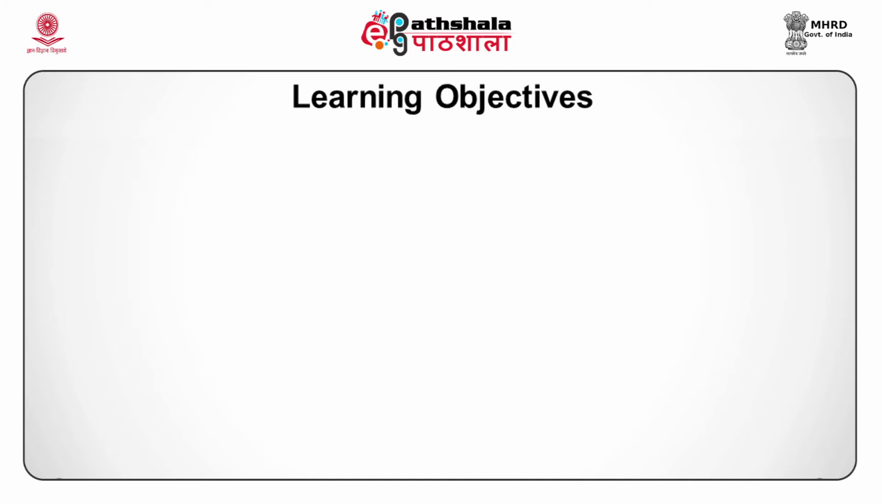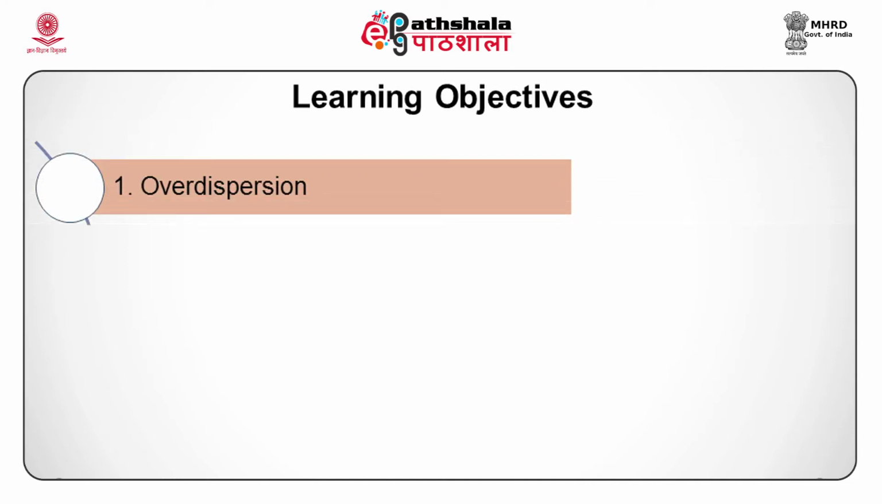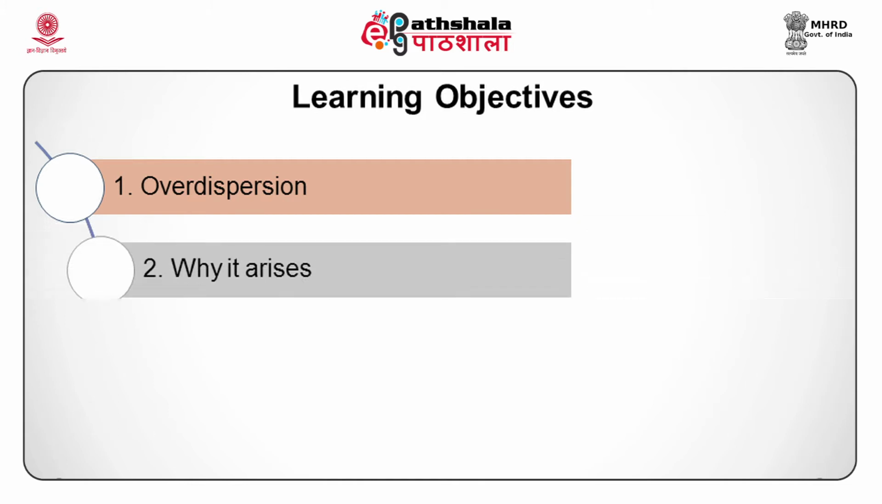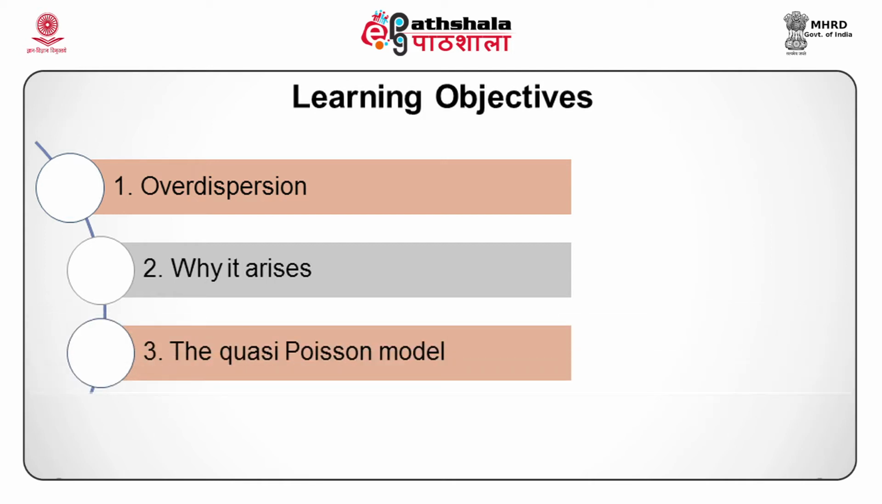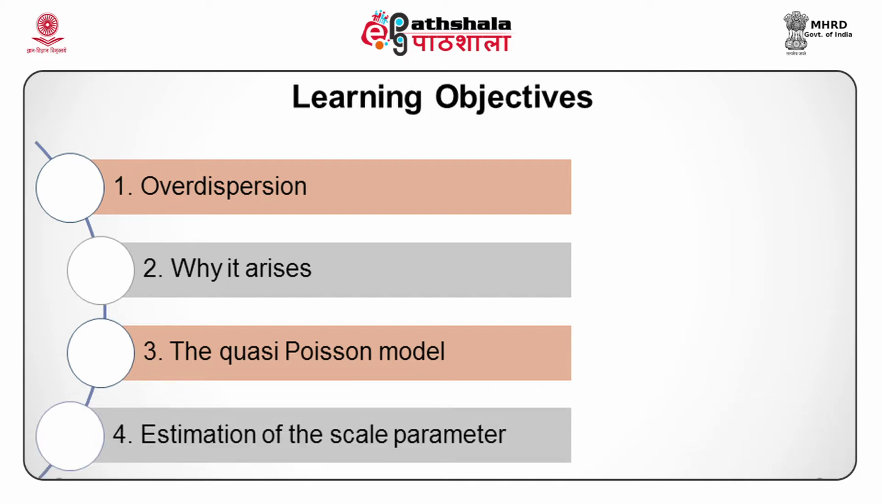Learning objectives for this module. We shall first define the concept of overdispersion as also the related concept of underdispersion. We shall look at some examples and see why such a phenomenon arises. Next, we shall move on specifically to the quasi-Poisson model and see how this arises as a special case of quasi-likelihood techniques. We shall look briefly at the quasi-likelihood techniques which lead to estimates of the regression parameters but not of the scale parameter. So our final learning objective is to consider estimation of the scale parameter.